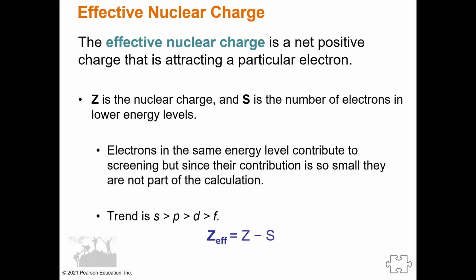An electron is going to feel parts of that positive charge from the nucleus. Here's our equation for effective nuclear charge. Some people call it Z effective or Zeff. They all mean the same thing. The Z stands for the number of protons in that atom, and S is the number of core electrons, or electrons in the lower energy levels. You don't have to worry about the effect that electrons have with each other in the same energy level, because they all contribute the same way, and the contribution is so small that it doesn't have to be part of the calculation. You just have to worry about the number of electrons in the lower energy levels.